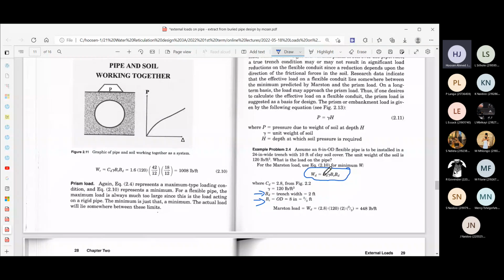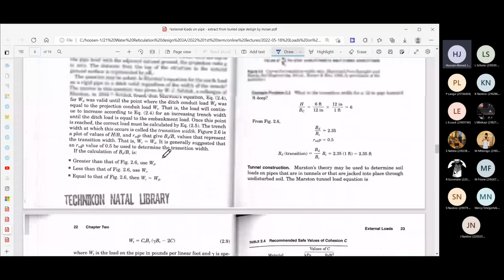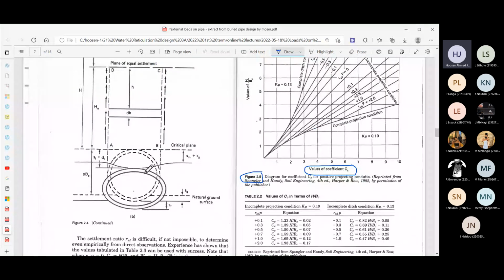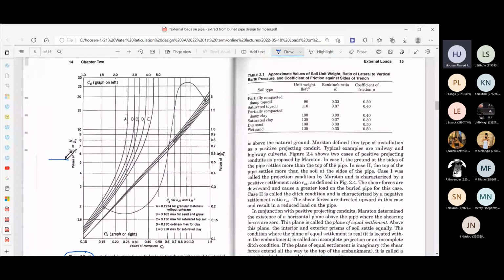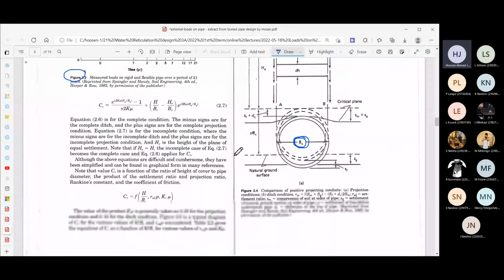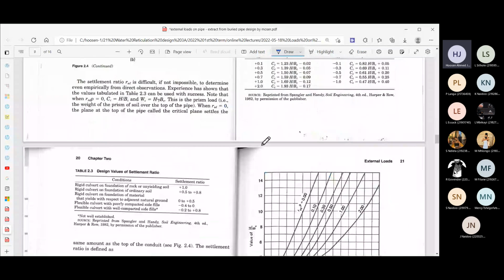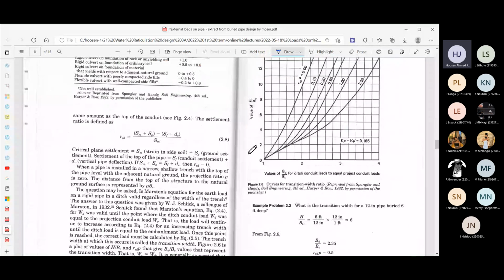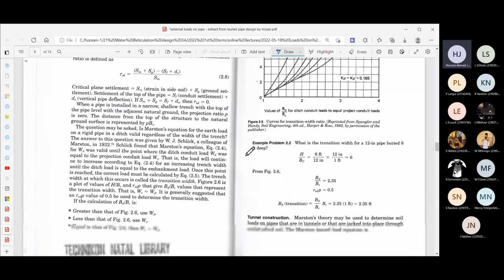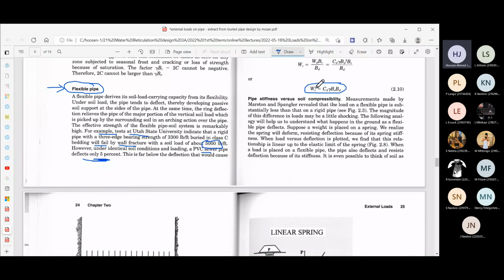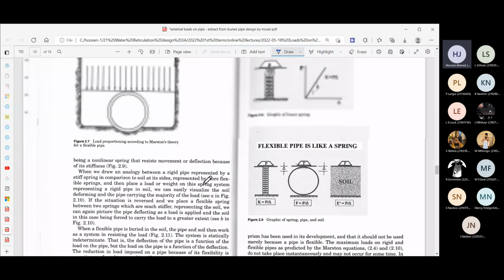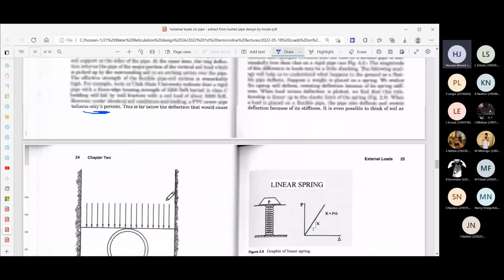If we go back to that original graph that we had here, Cd was the first one, figure 2.2. So you read off the value of Cd from this particular graph, and that will give you the load that's being transferred to the pipe for the flexible pipe. And so that's the formula that we have for the flexible pipe. The rest of this is just a discussion to explain to you the mechanism. I leave it to you to read. It's interesting to understand it.